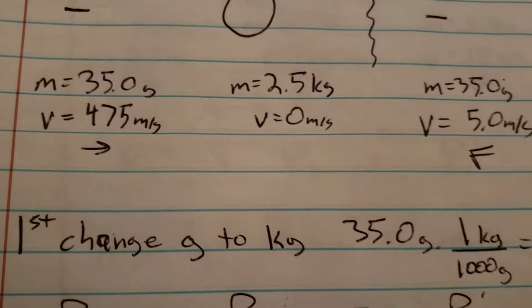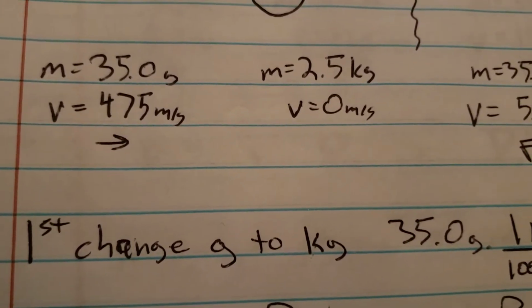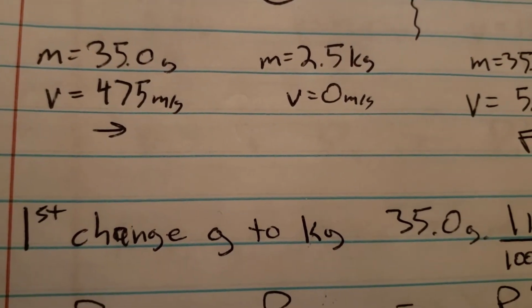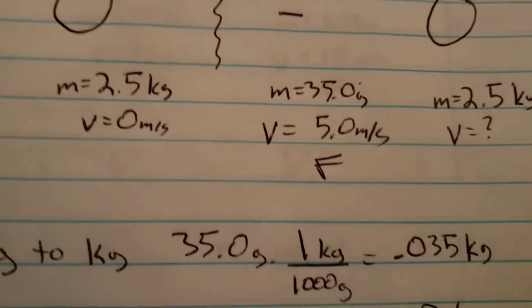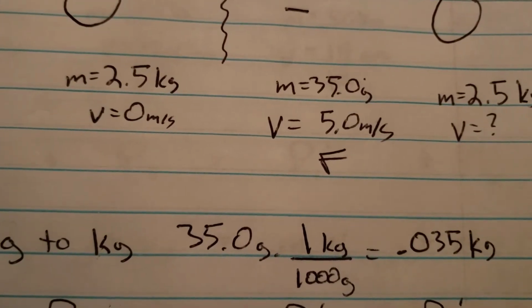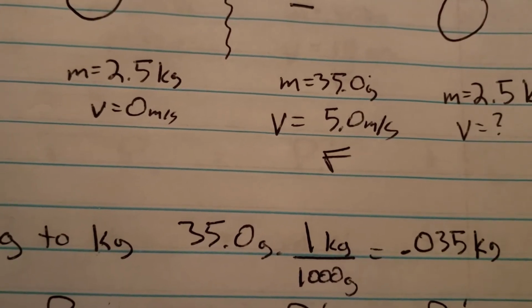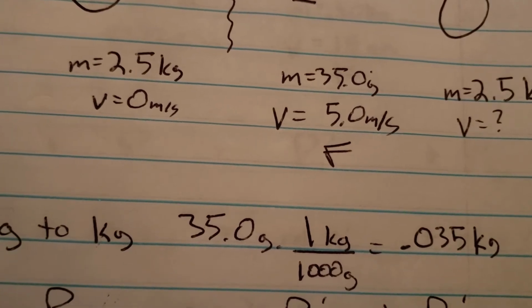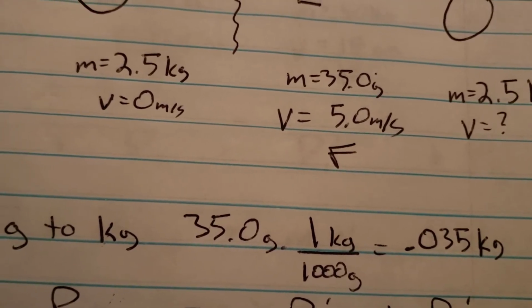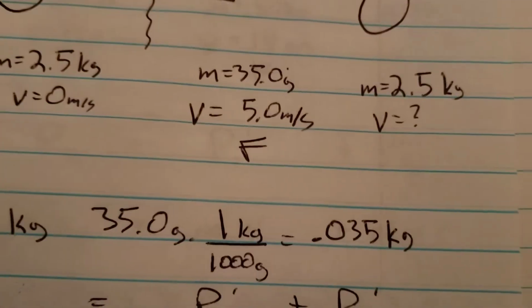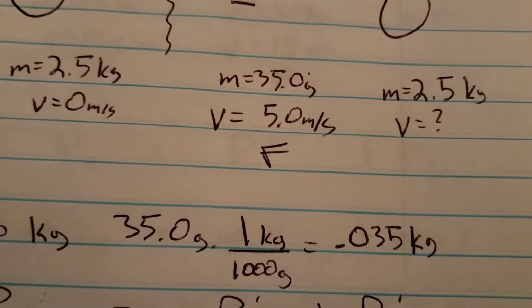Our first step, before we continue on, is to change the mass of the bullet from grams to kilograms. There are 1,000 grams in 1 kilogram. Therefore, to change from grams to kilograms, we divide by 1,000, or simply move the decimal point 3 to the left. This gives us 0.035 kilograms.